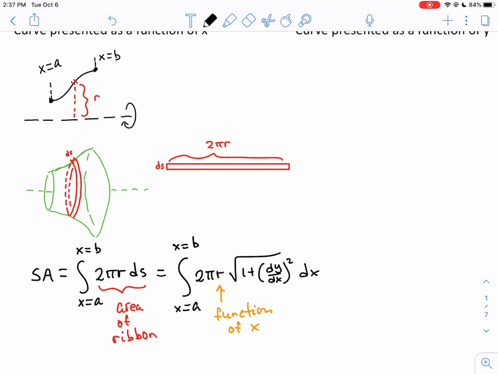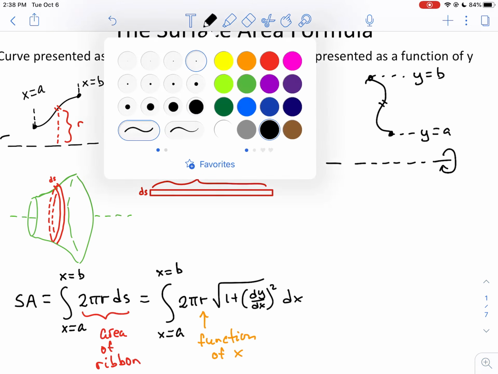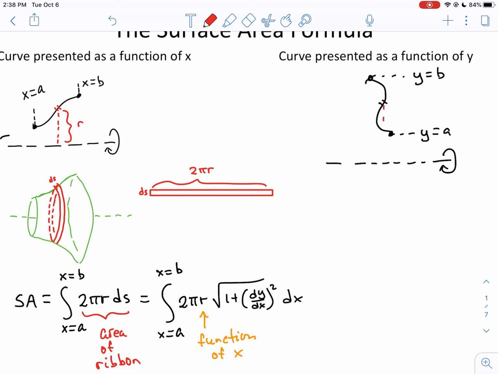Now, if you're doing a curve presented as a function of y, you revolve around an axis. The axis I drew over here was horizontal, but I could have done an image of a vertical one and called this r instead. So it doesn't really matter which way the axes of revolution are, whether they're horizontal or vertical. I'm just going to draw both of them horizontal. So if we revolve around this, we're still going to take a little strip here. We figure out how far away it is from the axis of revolution. We're going to call that r still.